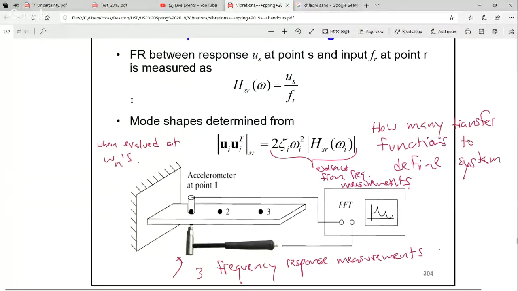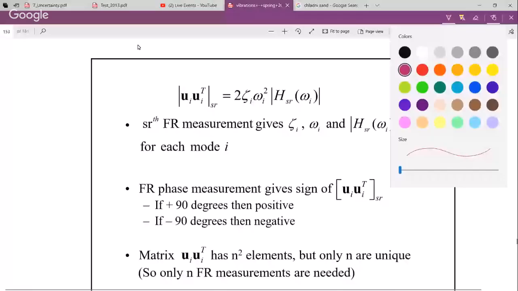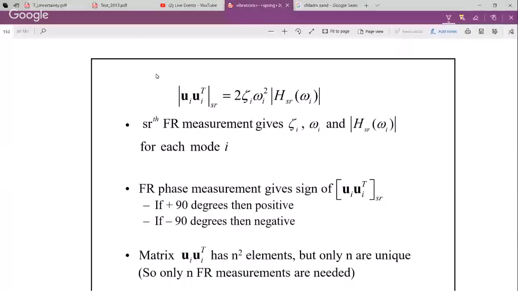All right, so first of all, if ui is the ith vector, let's say for a 3-degree system, we get a 3 by 1 vector. Then a 3 by 1 vector times a 1 by 3 vector, which would be the transpose of that, is going to give you what? The outer product is going to give you a 3 by 3 matrix, right?